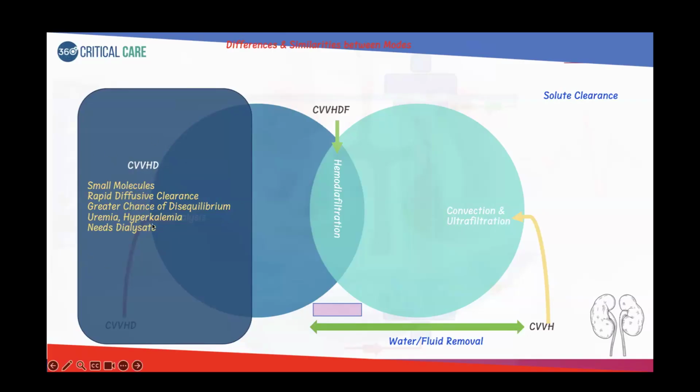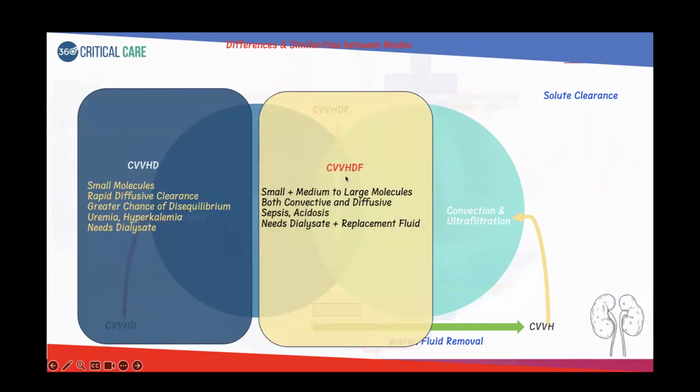Okay. The second modality is a mixed variety of dialysis and hemofiltration, where both small and medium to large molecules are cleared effectively, because it has both convection and diffusion happening at the same time. It is more suitable for sepsis and patients with acidemia. It also needs dialysate because there is a D here where diffusion happens. And if you're talking about filtration, you need to put in replacement fluid for exchange.